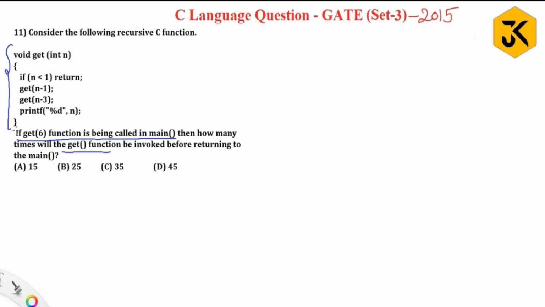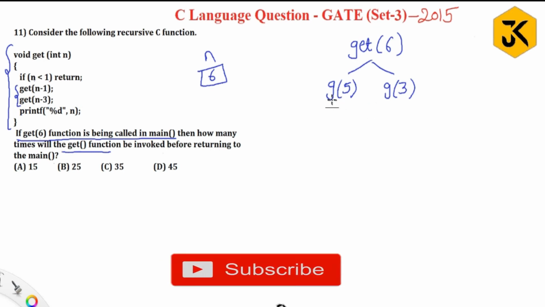Generally whenever we get this kind of question, we try to make the solution using the concept of a stack, but going through that process is very difficult for this question, so we are approaching a different process. They are calling get of 6. When get of 6 is called, n is 6 and the condition 6 less than 1 fails, so it executes these two statements: get of n minus 1, that is get of 5, and get of n minus 3, that is 6 minus 3, get of 3. Means after successful execution of get of 5, then get of 3 will be executed.